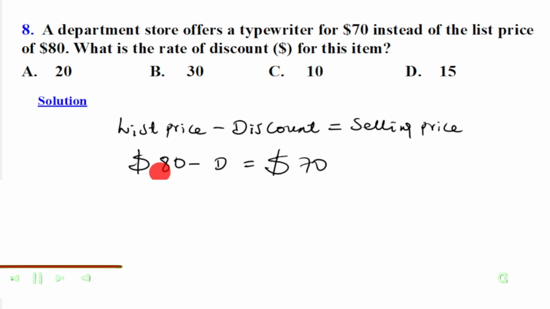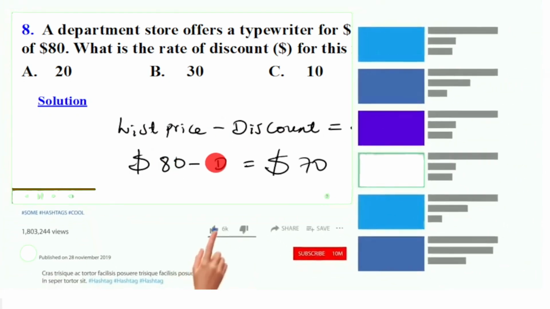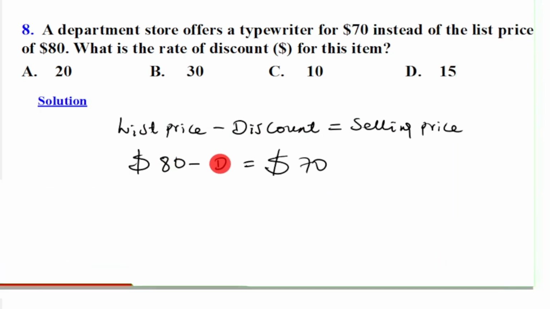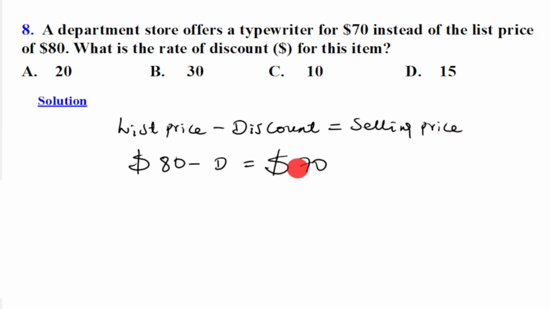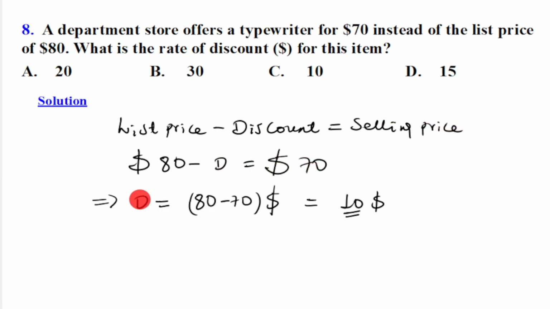Now the list price is given, $80. The discount we don't know. We are going to find, let's say D, and selling price is given, $70. When we solve for discount, $80 minus $70, we get $10. So the answer is C.